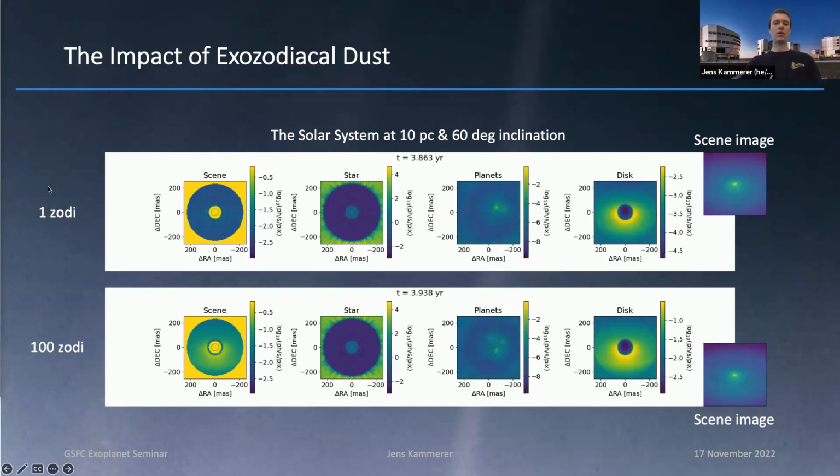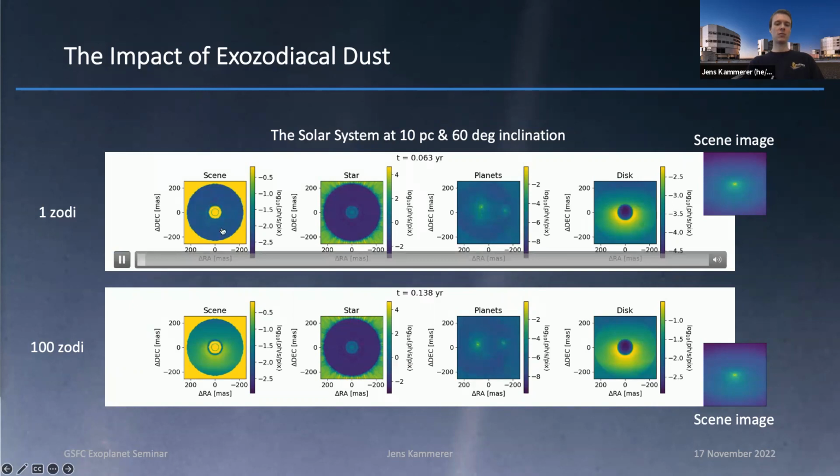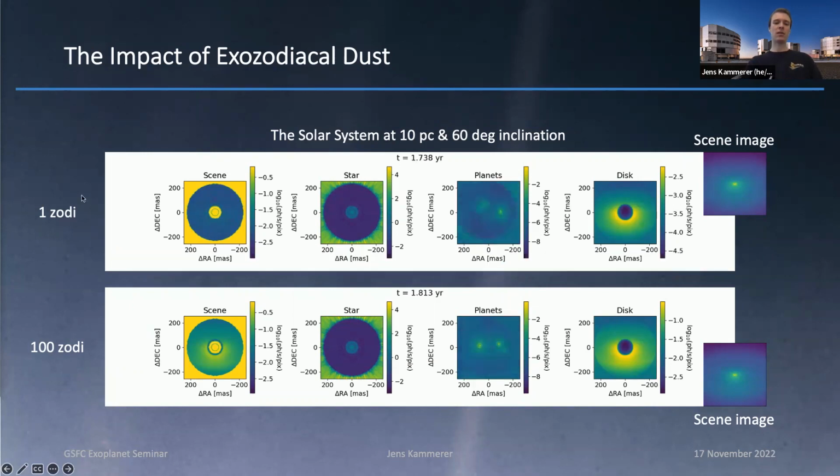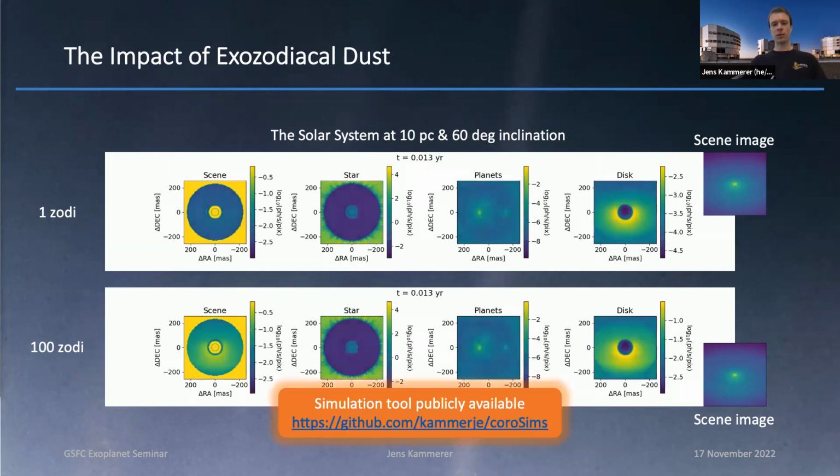And then the top is for one zodi, and you can see in that case, it's actually very easy to make out the planets, at least as they are in gibbous phase, kind of behind the star, and you see a lot of reflected light from them. But when you go down to about 100 zodi or so of dust, it actually becomes a lot more difficult, and you need to have some kind of post-processing to remove this zodiacal dust component. Our simulation tool is available on GitHub, and if you want to play around with that, or get involved, feel free to get in touch and reach out to us.